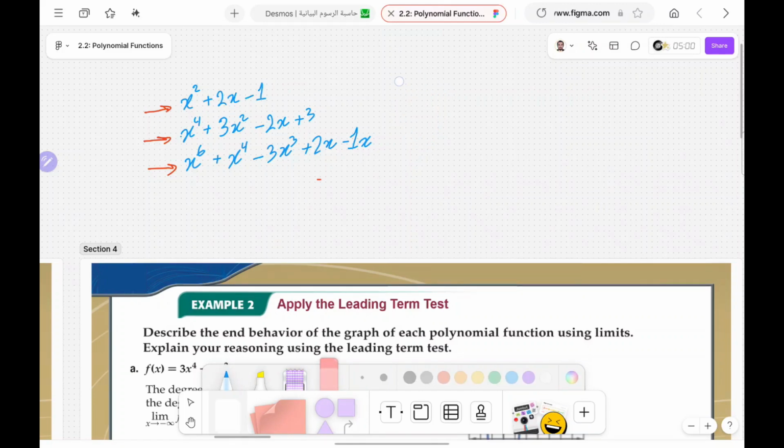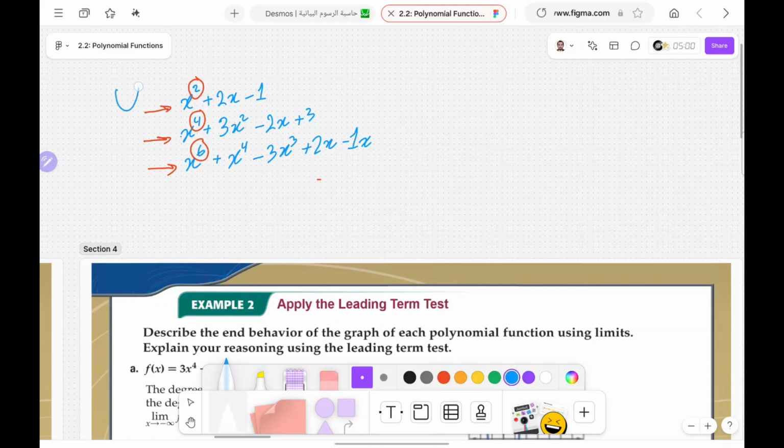Here, first, look at the power. The power here is even, the power here is even, the power here is even. So the graph will be like this. This is for the first one.